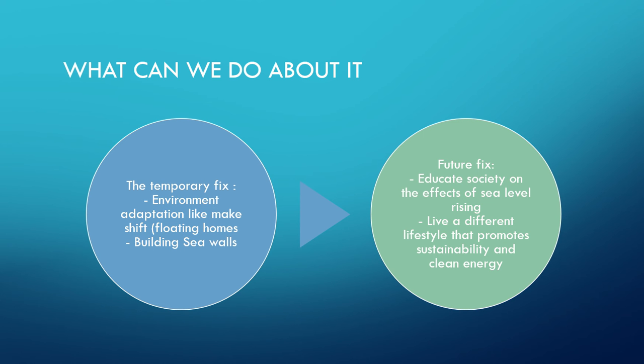A temporary fix that people have been proposing is environmental adaptation. So people will start making makeshift homes, like floating homes, and building seawalls. However, those are only things to help us fix the present. But what can we do about the future? These two items I'm going to talk about are something I've put in my paper and emphasized dramatically. First, educating society on the effects of sea level rise.